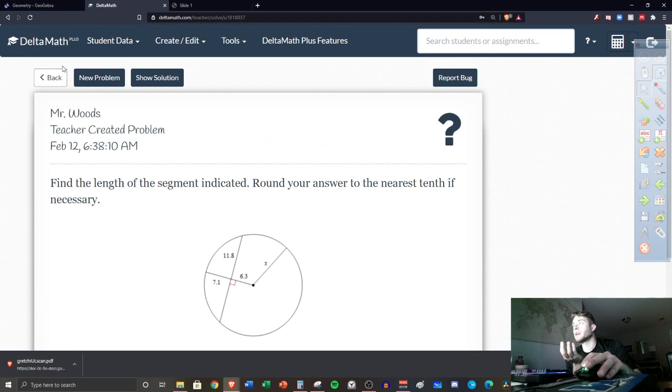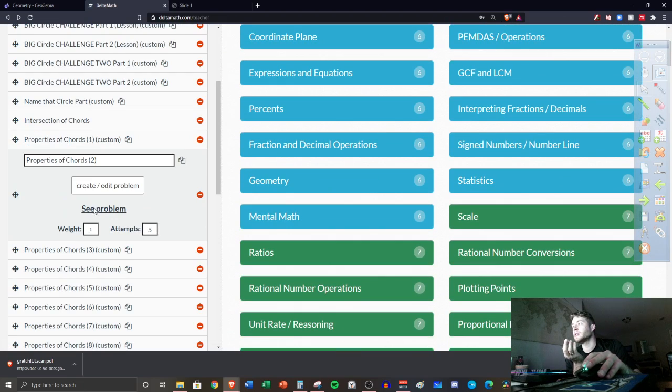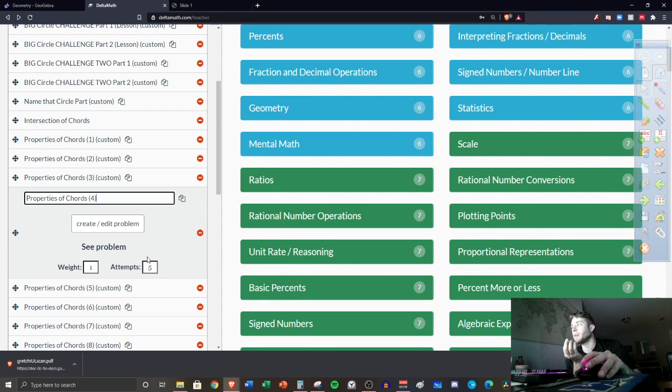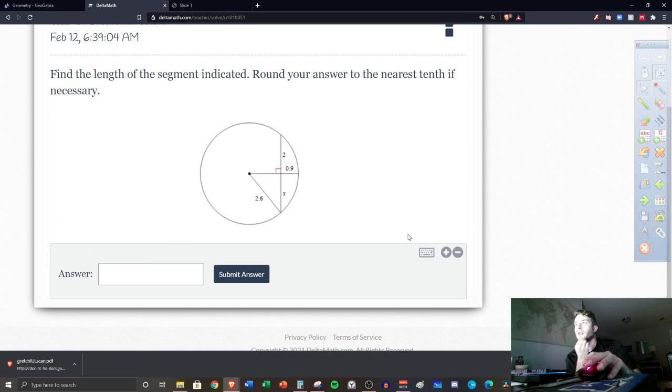Let me find another example. I think it's 2. No, not that one. Maybe it's 4. 4 is good. Okay, so on this one, find the length of the segment indicated. We see that this radius is intersecting perpendicularly, which means it bisects. So what should x be? Well, they should be congruent because this is going to split it evenly. So our answer should be 2 on this one.